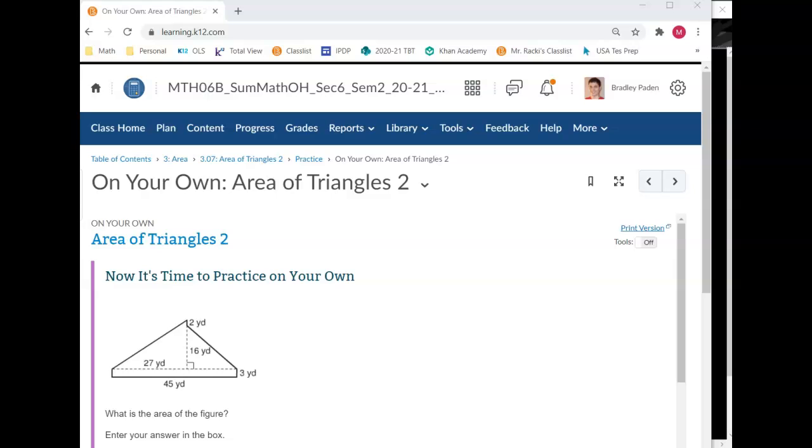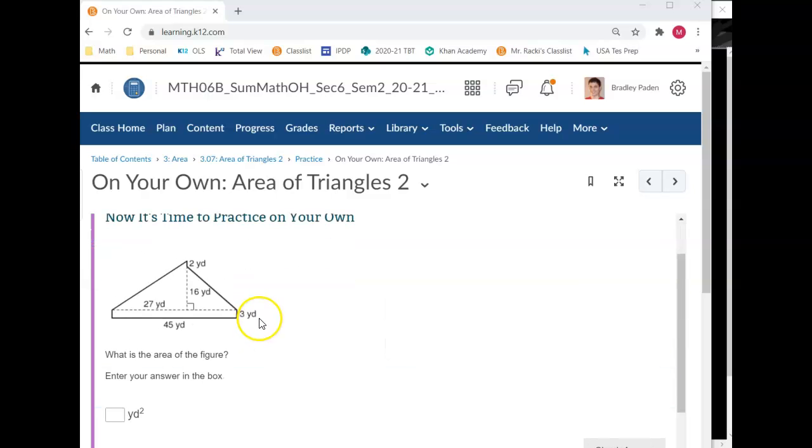I figured I would work out the on your own questions. Let me flip this thing around. Okay, here we are, the first question in the on your own page of the practice section of this lesson. What's the area of the figure?